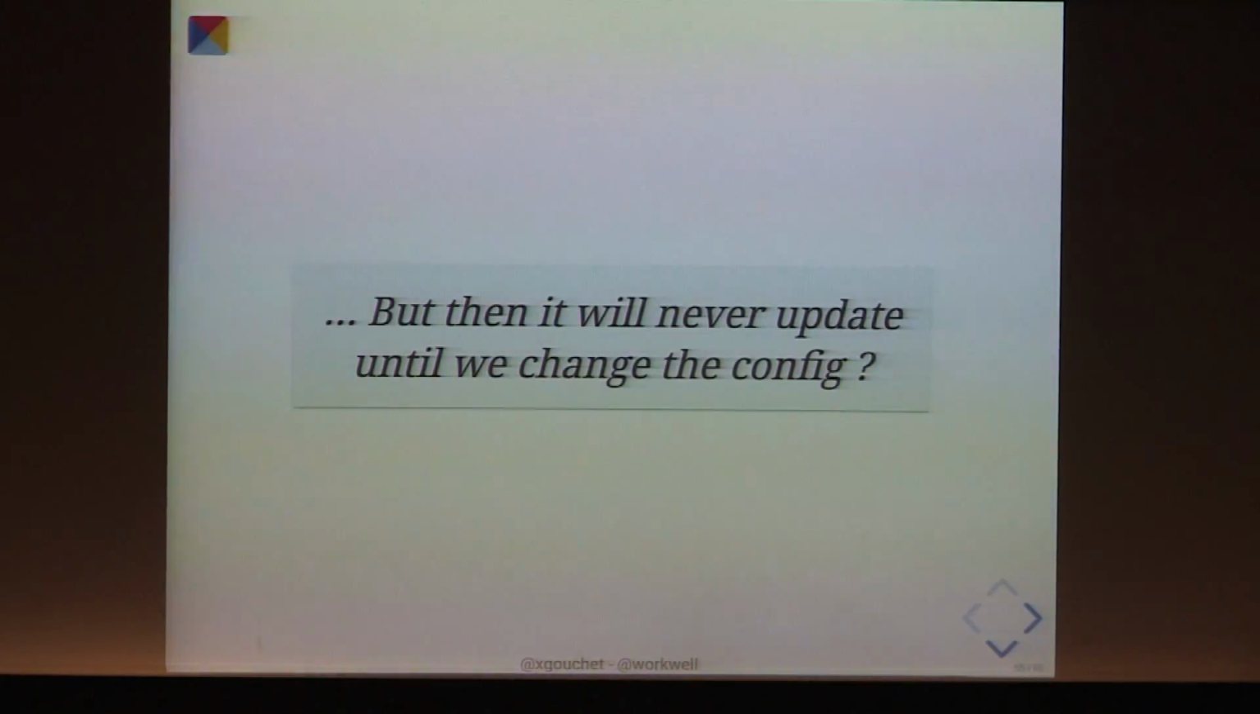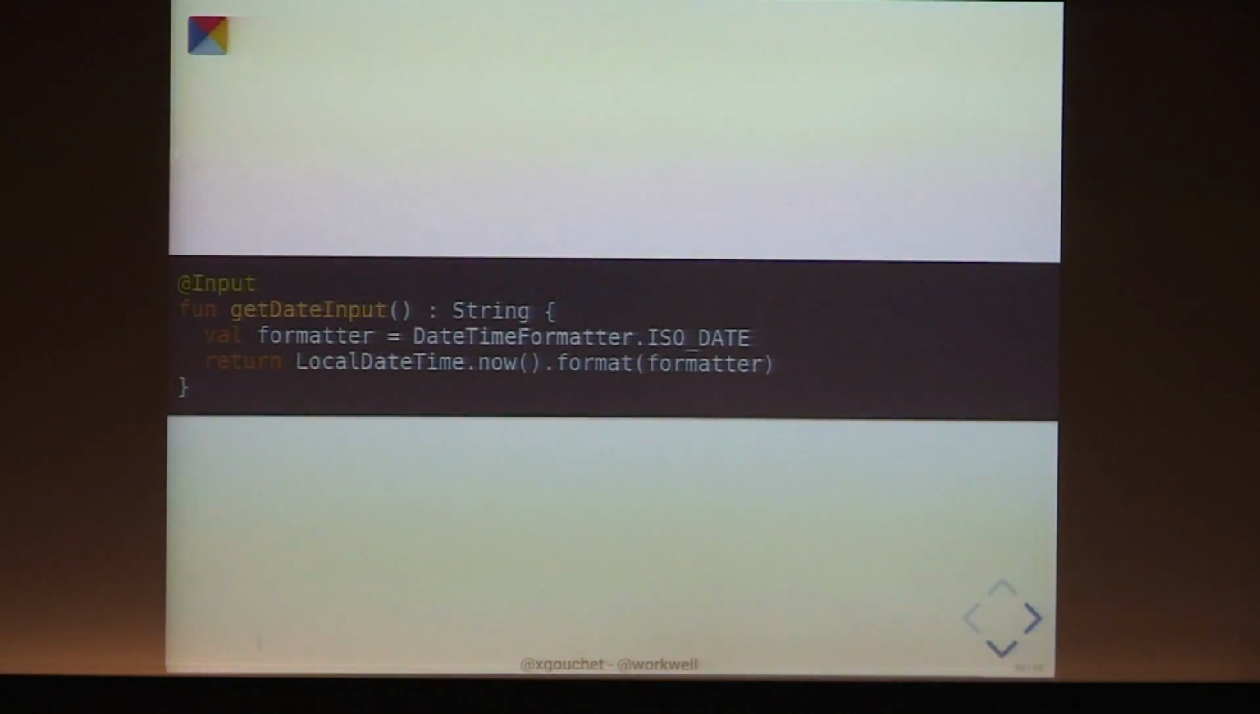But then it will never update until we change the config, which can be difficult because the translations can change outside of our development. So you can create a fake input that's basically just a date input and say, okay, I want to run it at least once a day. And you say, okay, my input is going to be the date in an ISO format. And whenever the date changes, I'm just going to fetch the strings again just to be sure.